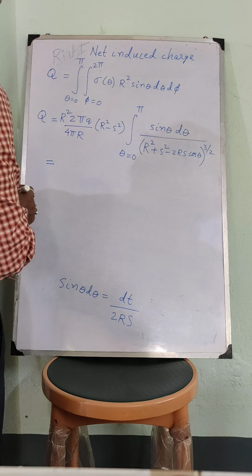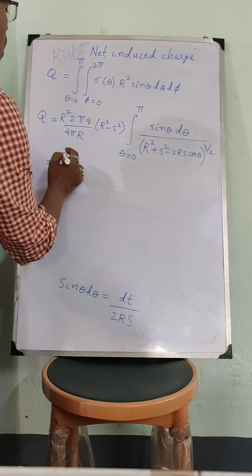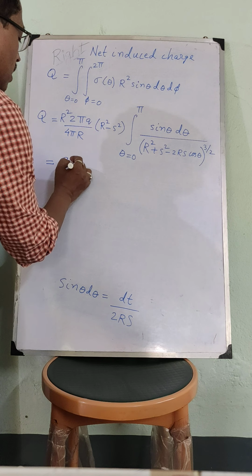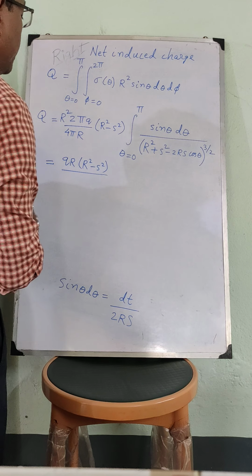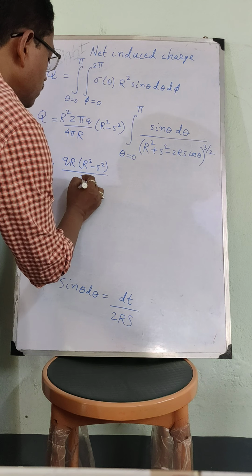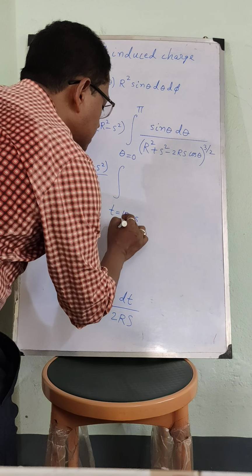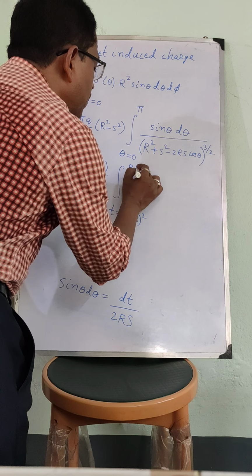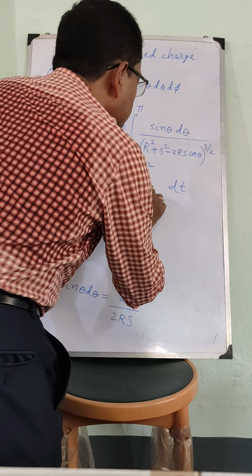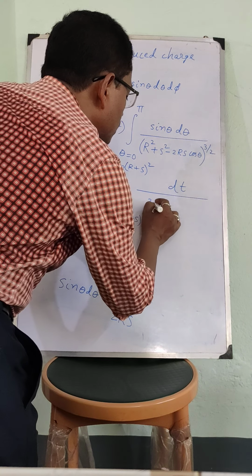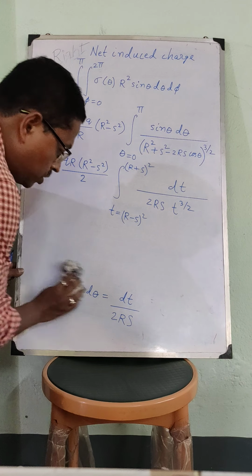So this is equal to, now let me cancel some terms, pi will cancel, 2 will cancel, 4 I will get, so I will have qr, then r square minus s square divided by 2, and here t equal to r minus s whole square to r plus s whole square, then sin theta d theta is dt divided by 2rs, then I will have t to the power 3 by 2.